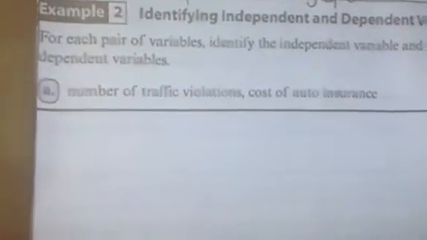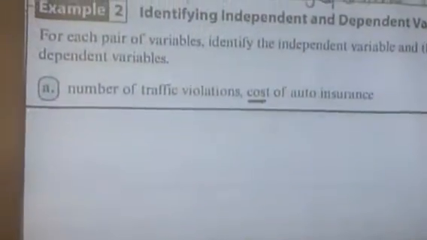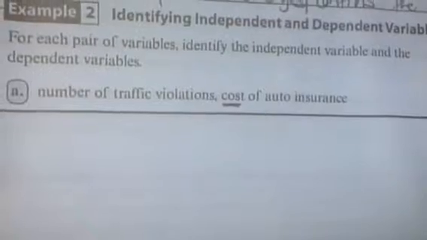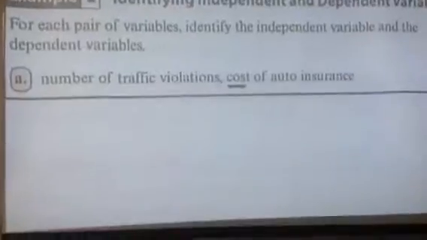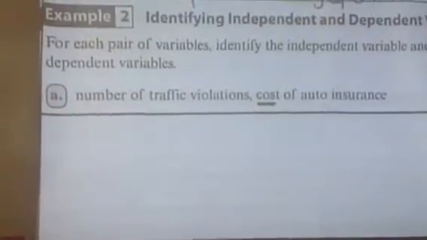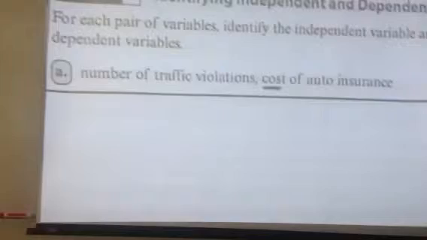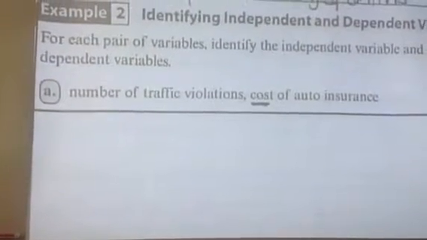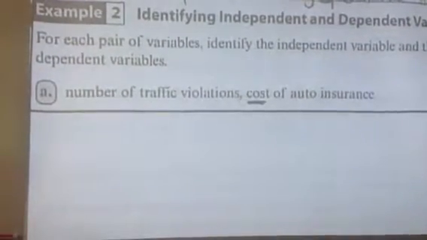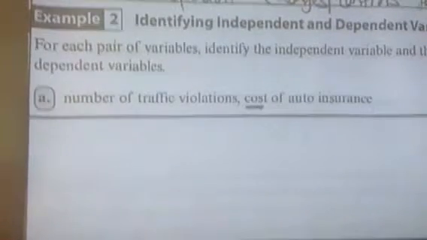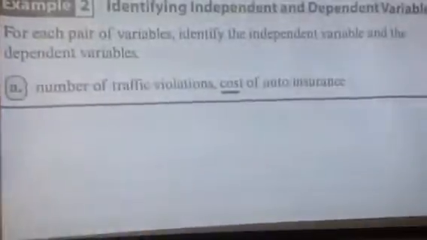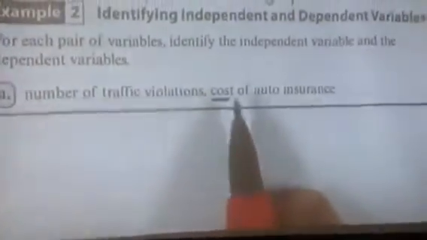So, the number of traffic violations and the cost of auto insurance. Put a line under this. If you see that word cost, cost is almost always going to be your dependent variable. So, if we didn't know that, we go ahead and think through which is changing or controlling which. Are the traffic violations controlling the cost, or does the cost control the traffic violations? So, do you get in an accident and that controls the cost of your auto insurance, or does the cost control the number of times you get in an accident?